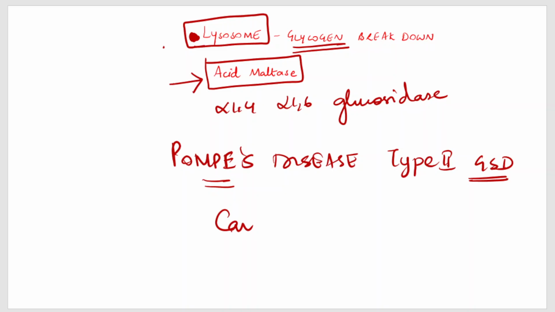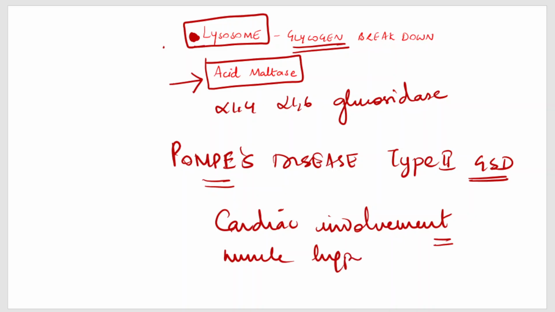Okay, heart, liver, muscle. So what can happen? Along with the other symptoms, there is involvement of the heart. So there is cardiac involvement in case of Pompe's disease. So whenever you get a case where you suspect glycogen storage disease with cardiac involvement, then it is definitely Pompe's disease, right? Also there is muscle involvement leading to muscle hypotonia, right?